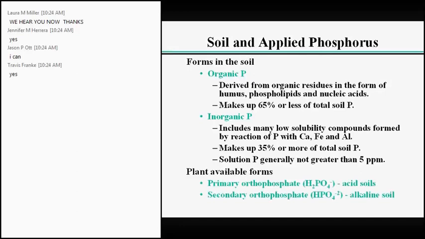The available forms: we've got two available forms to the plant. Both of these are orthophosphates. The first one, in acid soils, is H2PO4 -1, and that form will dominate in soils with pH less than 7.2. In alkaline soils, the HPO4 -2 will dominate, at a pH of 7.2 and higher. So those are the two forms that are taken up by the plant. The other forms of inorganic phosphate will not be taken up by the plant, and the organic forms of phosphorus cannot be taken up by the plant. Next slide.